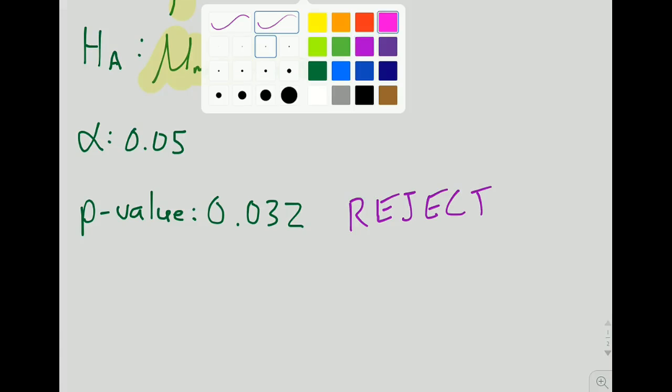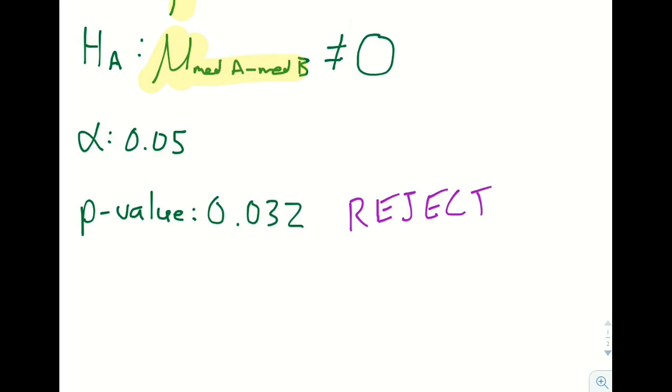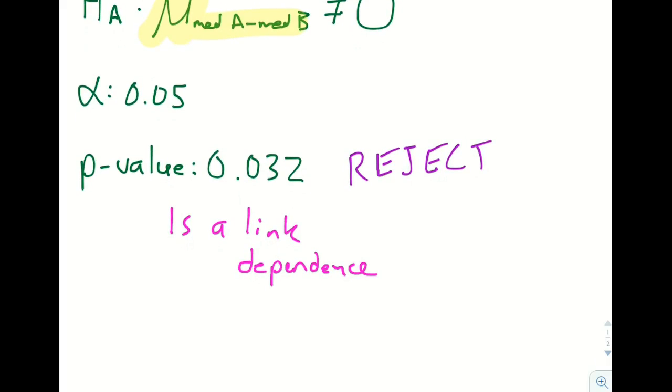The last thing we need to think about is whether or not when we found this link, we can say that there is cause involved. So whenever we see a link like this, whenever you get to reject, there is a link. So there is a link. There is dependence. And what that means is that the type of medicine you have and the blood cell count are connected statistically. We think that one is linked with the other.